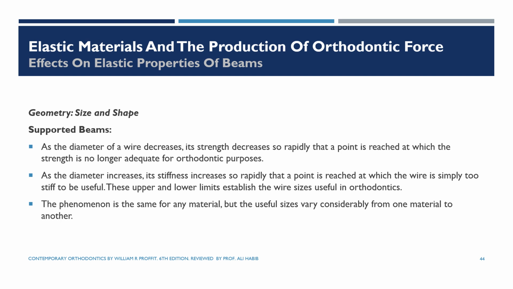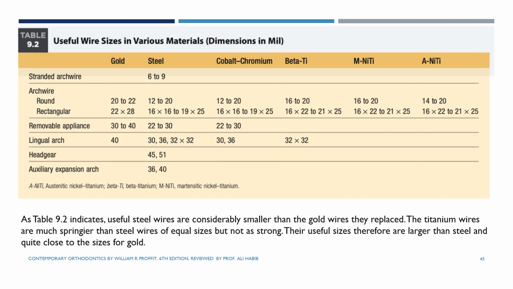That's why the useful sizes vary from one type of material to another. Here shows you the useful sizes of the different materials. For the gold, we need larger size wires to be useful. For stainless steel, this is the standard. We can go from 12 to 20 or even larger, depends on the use. For example, sometimes you can use it for headgear or auxiliary expansion arches.